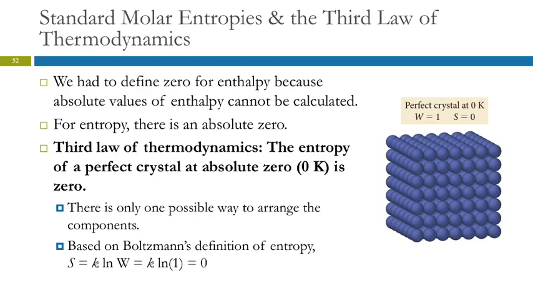So, in theory, if these are not moving at all, and there is only one way for them to be arranged, then W equals 1, right? Boltzmann's definition of entropy was a constant, Boltzmann's constant, times the natural log of W. Well, if W is 1, the natural log of that is 0. Doesn't matter what the constant is, your entropy is 0. Okay? So we do have a reference point here.